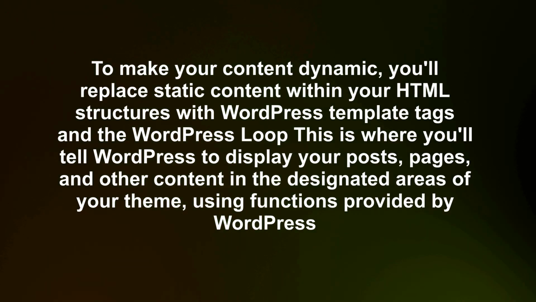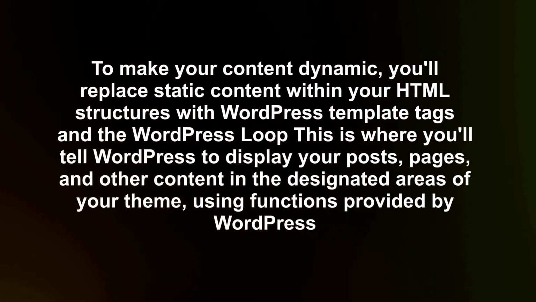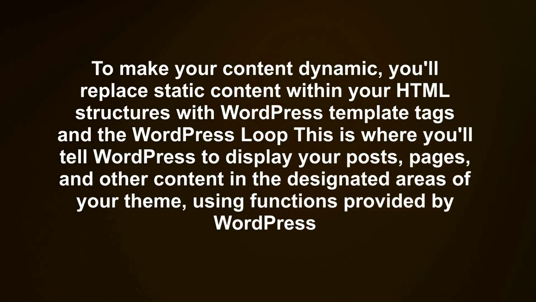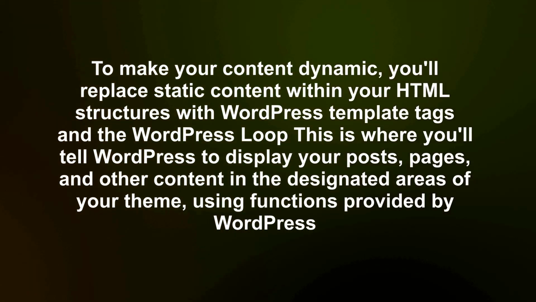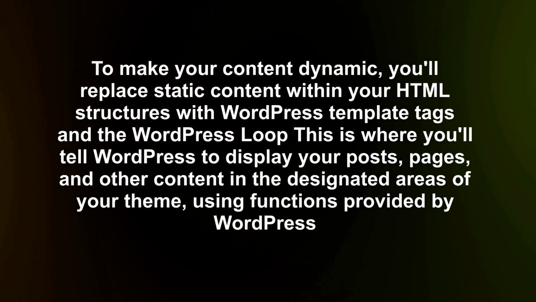To make your content dynamic, you'll replace static content within your HTML structures with WordPress template tags and the WordPress loop. This is where you'll tell WordPress to display your posts, pages, and other content in the designated areas of your theme, using functions provided by WordPress.